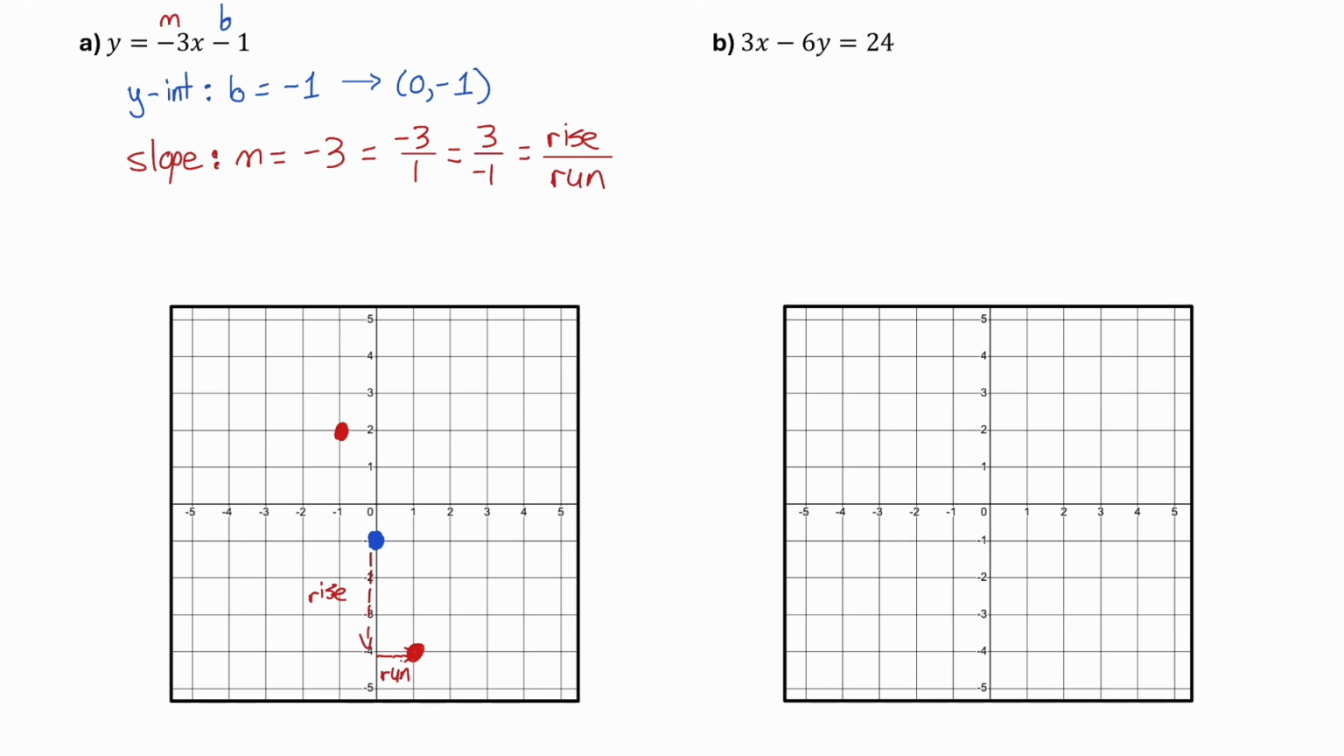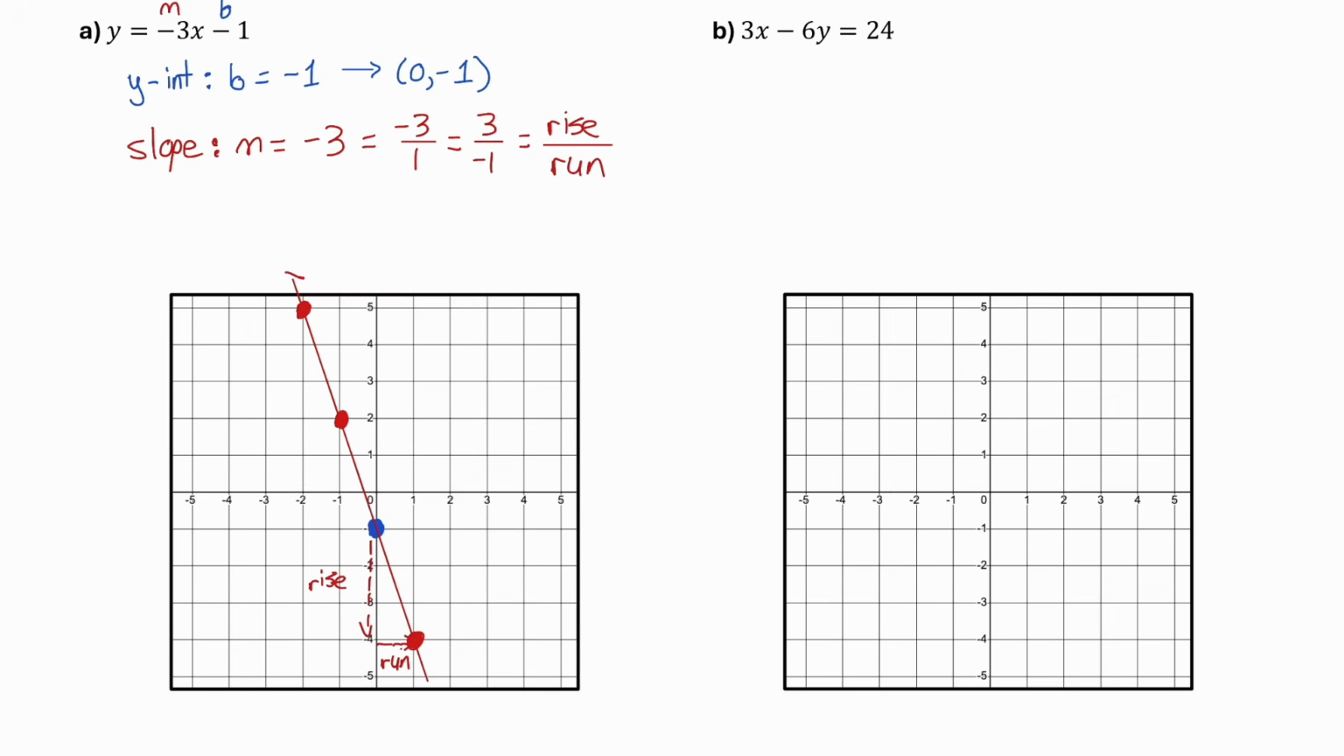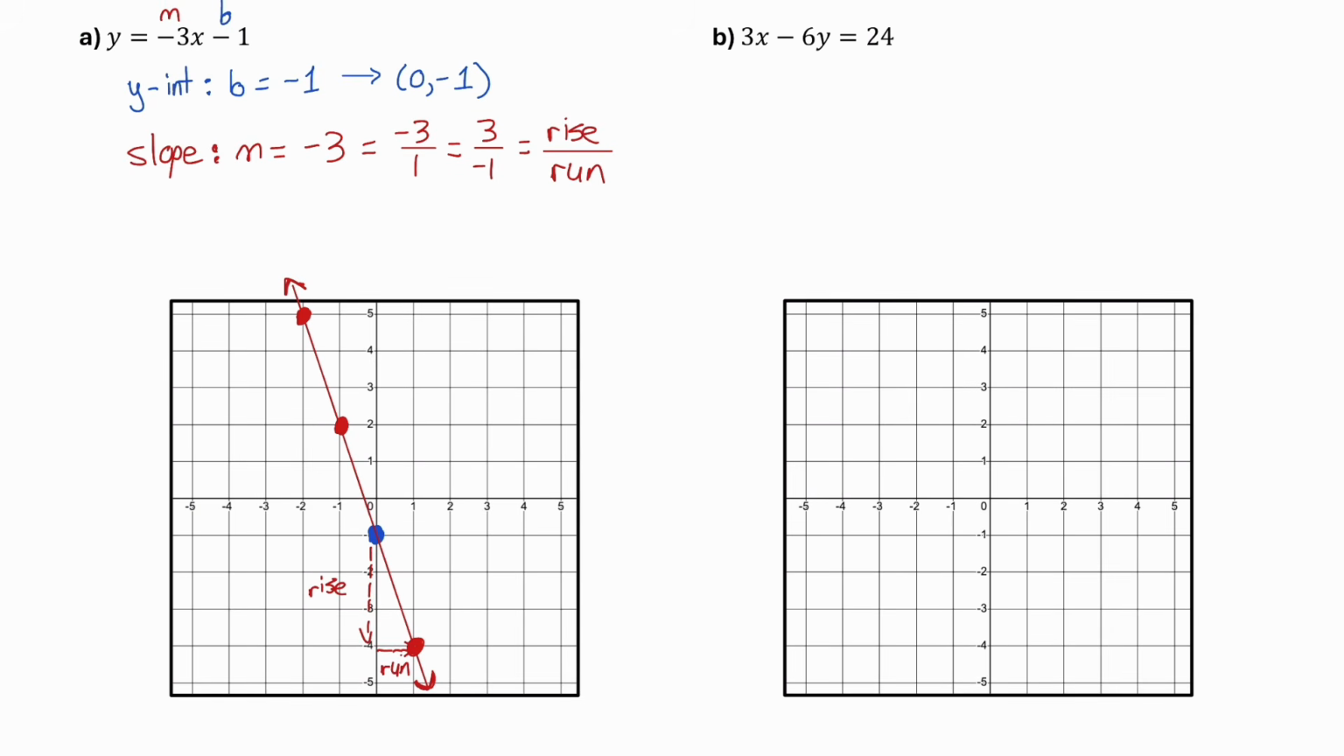And there's actually room for one more point. If from this point, I again go up 3, left 1, I get another point that will land on the line. And I can connect all of those points with a straight line and make sure to put an arrow on both ends of the line showing that it does continue. And now let's move on to part B.